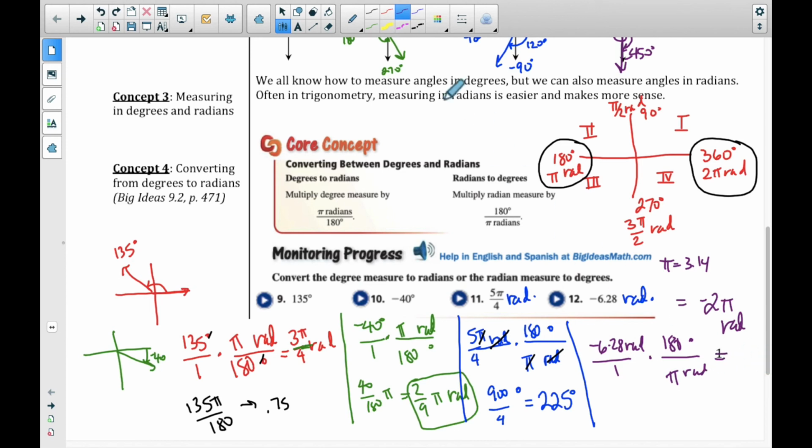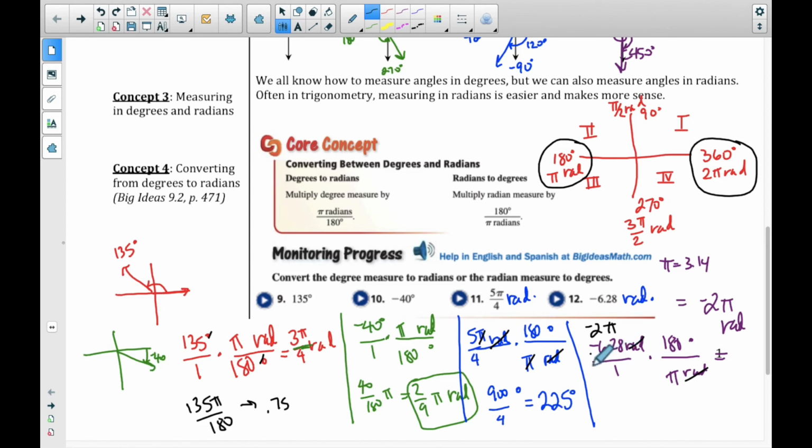We're going to multiply. All right, what cancels out? The radians cancel with the radians. Now, if I think about this in pi's rather than in 6.28, isn't that negative 2 pi? That's what I said a second ago. You don't really have to do that, but I think it makes more sense. And this is what I'm saying, that sometimes radians make more sense.